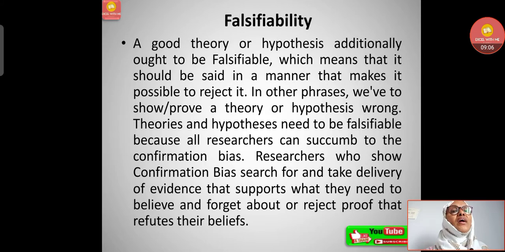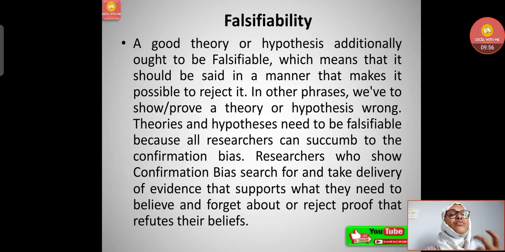Now let's see the third one, falsifiability. A good theory or hypothesis additionally ought to be falsifiable, which means that it should be stated in a manner that makes it possible to reject it. In other words, we have to be able to show or prove a theory or hypothesis wrong. That means theories and hypotheses need to be falsifiable because all researchers can succumb to the confirmation bias. Researchers who show confirmation bias search for and accept evidence that supports what they want to believe, and forget about or reject proof that refutes their beliefs.